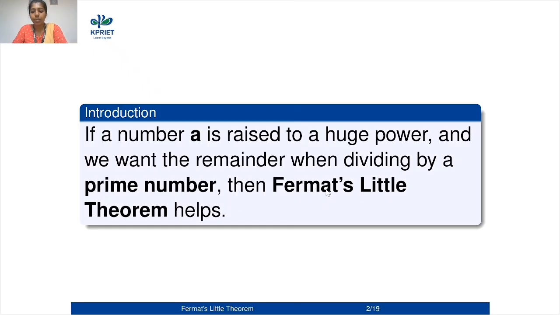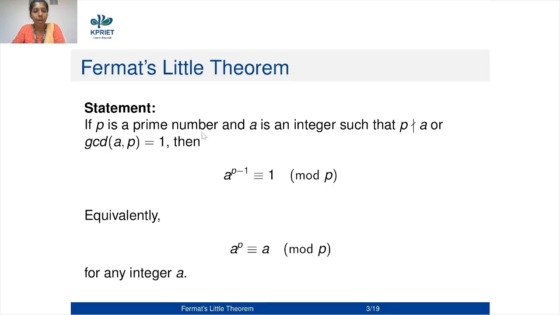This little theorem states that if p is a prime number and a is an integer such that p should not divide a, or it can be rewritten as GCD of a and p should be equal to 1. If this condition is satisfied, then a power p minus 1 is always congruent to 1 mod p, or this expression is equivalent to a power p is congruent to a mod p. This holds for any integer a such that the prime number p does not divide a.